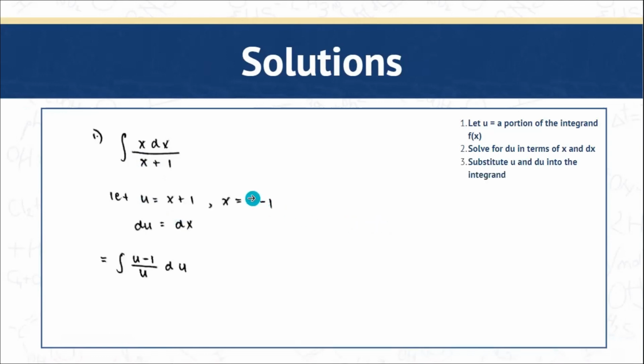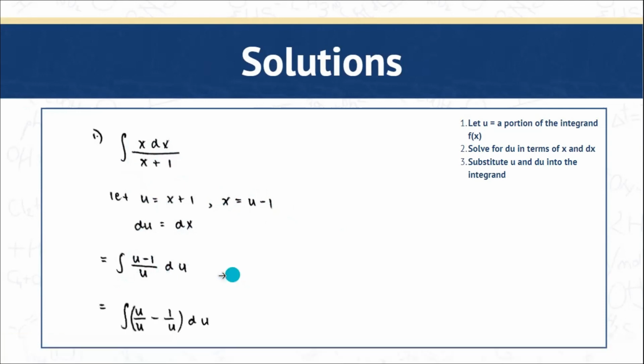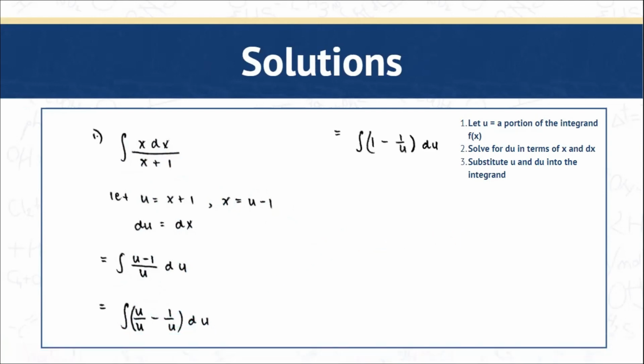And then substituting all of these values into the original given, x, we know this as u minus 1, and then x plus 1, we know this as u. So that would be u minus 1 over u. And then dx, we can replace that with du. So we now have a new function, u minus 1 over u du. We'll take the integral of that, and we can separate this into two terms. So we'll be having the integral of u over u minus the integral of 1 over u du. And then we can just apply the basic integral rules.